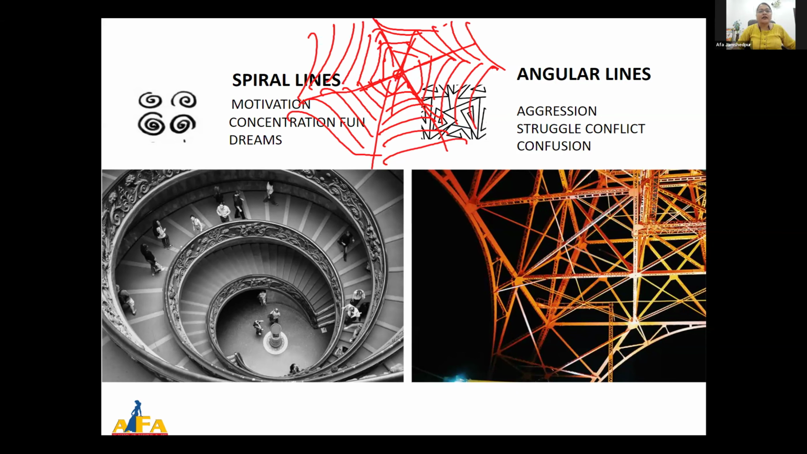So please write spider's web. And yes, rays of the sun. So from the center, it is getting radiated on all the sides. So that's the example of radii lines. Write it.